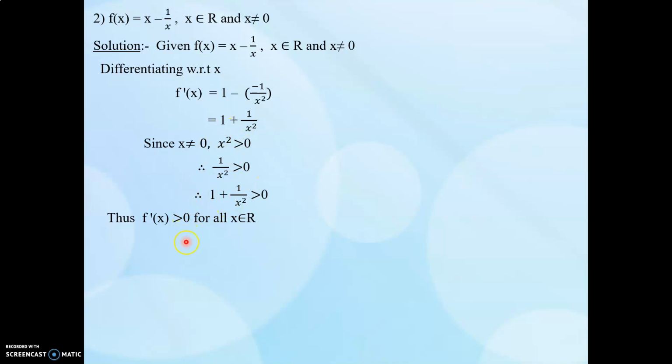So f'(x) is greater than 0 for all x belonging to R. So that is the answer. So f(x) is an increasing function for all x belonging to R, where x is not equal to 0.